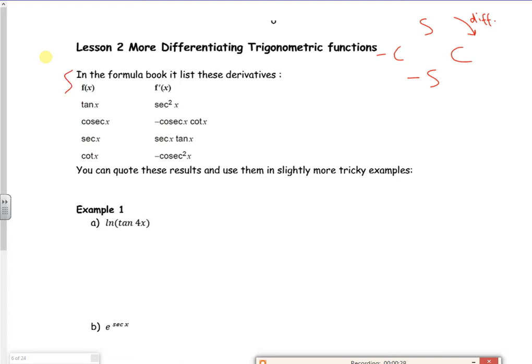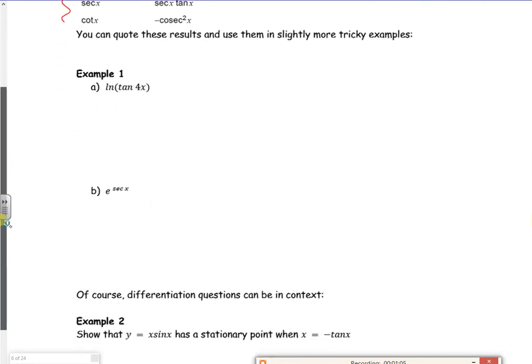The formula booklet has got a list of all the differentials and integrals which you can just use. In the last lesson, we used the quotient rule to show that tan x becomes secant squared x. In the same way, if you wrote cosec as 1 over sine, you can use the quotient rule to show that it becomes minus cosec cot, and the same for sec and the same for cot. So all these you could actually do using the quotient rule if you wanted to, if you were a bit bored and fancied a bit of a challenge. Right, let's have a look.